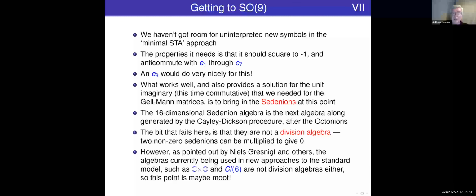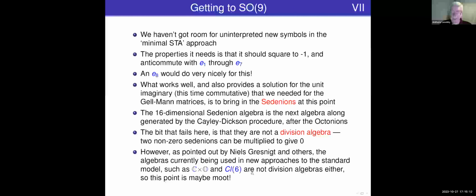Famously, the bit that fails here is that they're not a division algebra. Two non-zero Sedenions can be multiplied to give 0. But as pointed out by Niels Gresnigt and others, the algebras being used in new approaches to the standard model, such as C cross O and Cl6 itself, are not division algebras either. So it not being a division algebra is maybe a moot point.